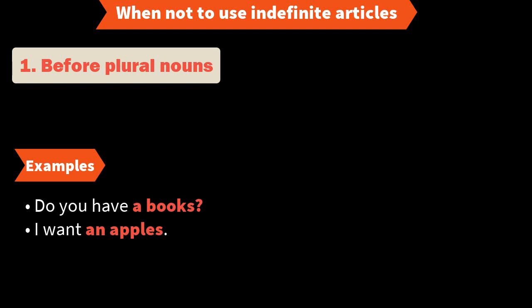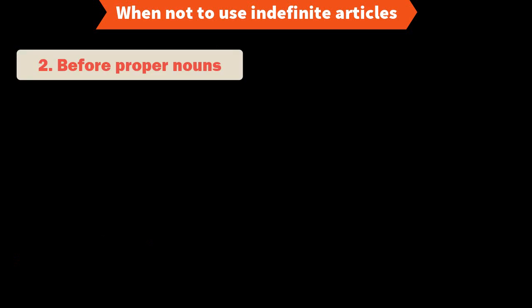If I say, do you have a books? Does it make any sense? It does not make any sense. When I say a, it means one. And at the same time, I say books. That means more than one book. It does not make any sense, right? I want an apples. Does it make any sense? No, not at all. I cannot use an indefinite article a or an before a plural noun. Not possible. Do not try this at home.